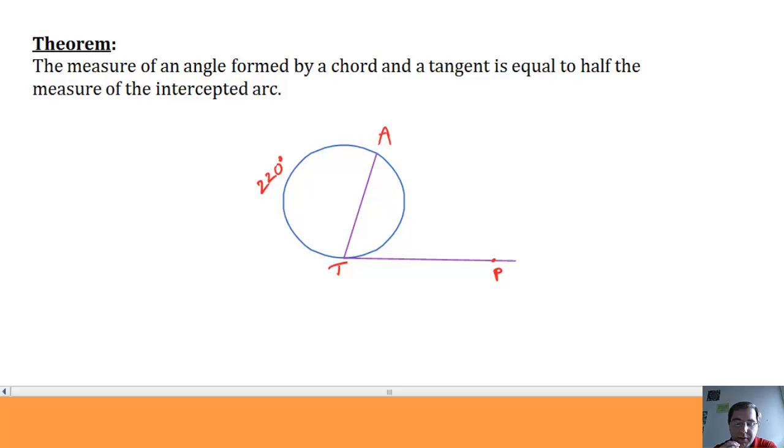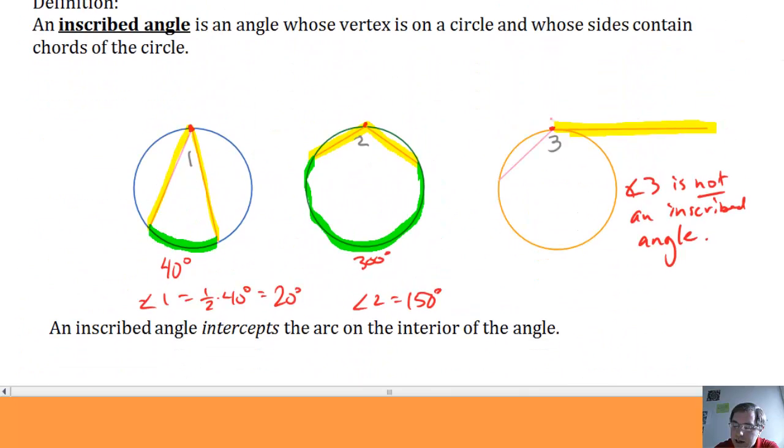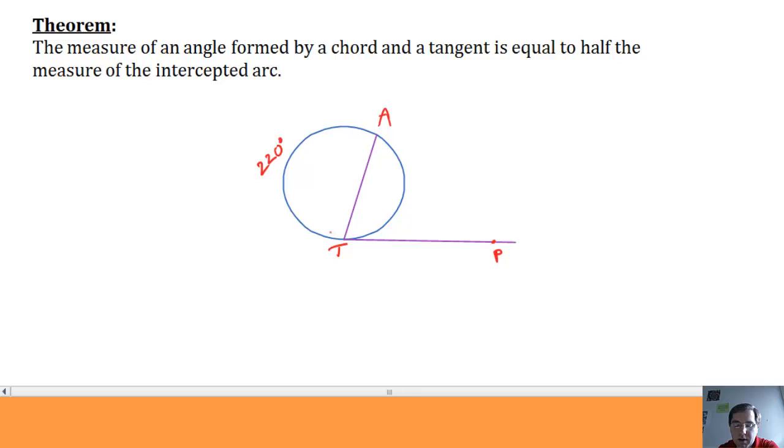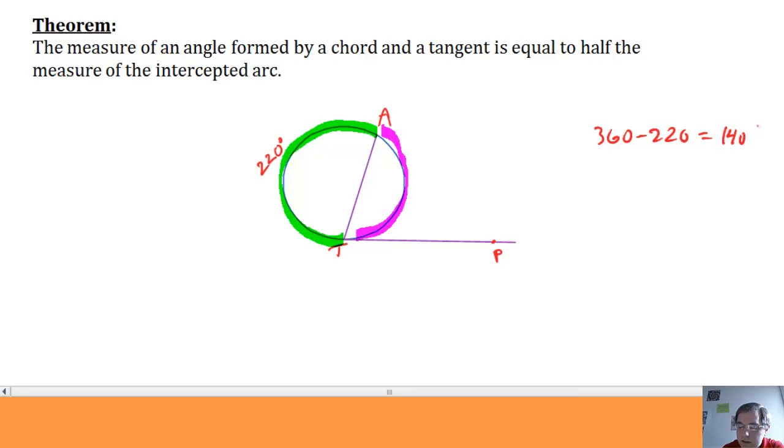So in my very first examples, I had this angle 3 over here. Angle 3 is an angle formed by a chord and a tangent. And so that angle is also half the measure of its intercepted arc, even though it's not an inscribed angle. So for example, if this arc over here is 220 degrees, then this arc over here must be 360 minus that, and 360 minus 220 is 140. So this arc is 140 degrees, which means angle ATP is half of 140, which makes it 70 degrees.